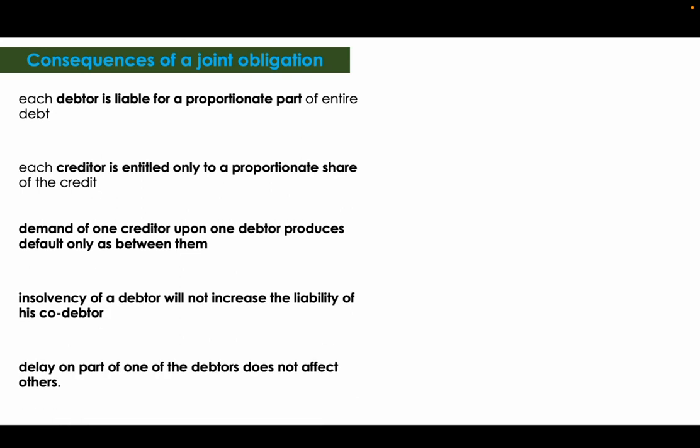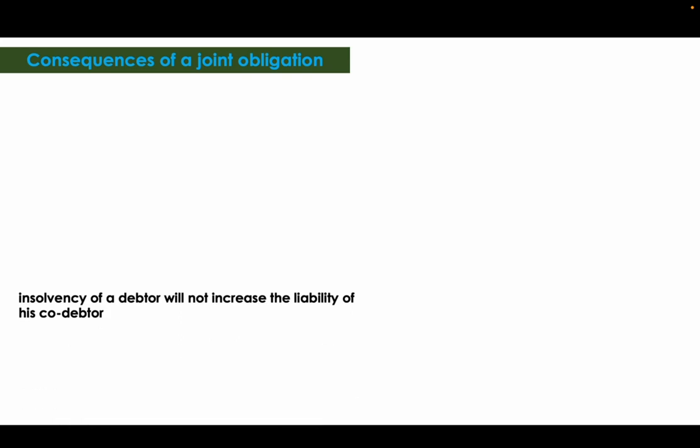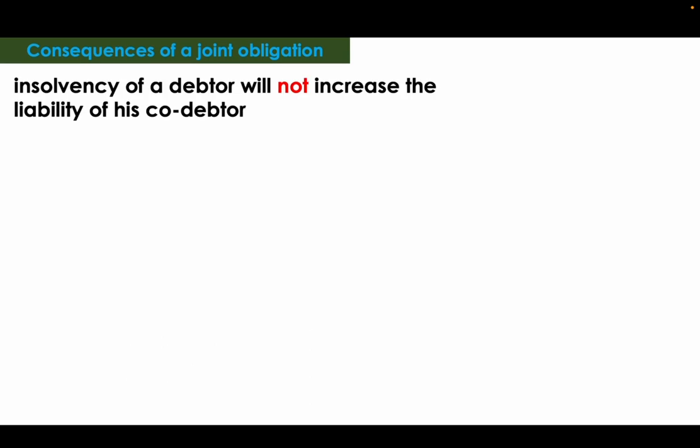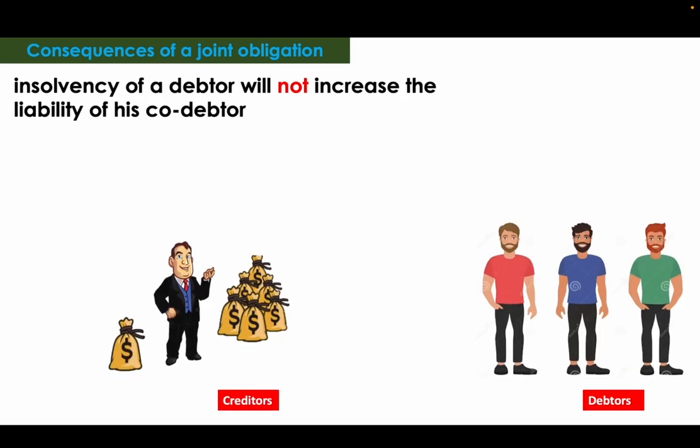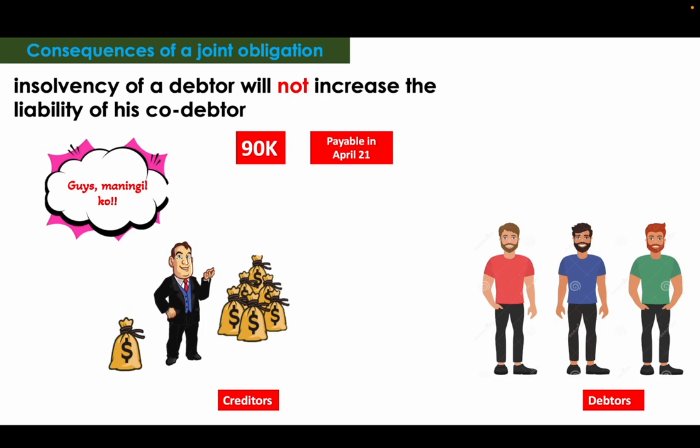The fourth one, which is insolvency of a debtor will not increase the liability of his co-debtor. Sa insolvency, what if ang isa ka debtor dili kabayad, siya lang ang insolvent, walay appeal ang uban? For example, aduna kitay creditor, aduna pud kitay debtor. Ang giutang sa mga debtor is 90k kano sa bayaran payable in April 21. Karon, ning ingon na si creditor, "Guys, maningil ko." Unsa ingon ni Red? "Huy, wa ko'y kwarta oy." Remember, insolvency of a debtor will not increase the liability of his co-debtor.